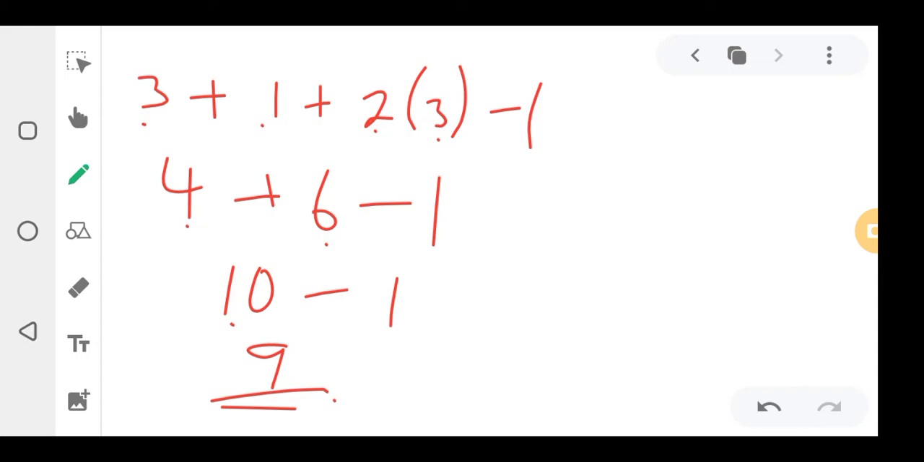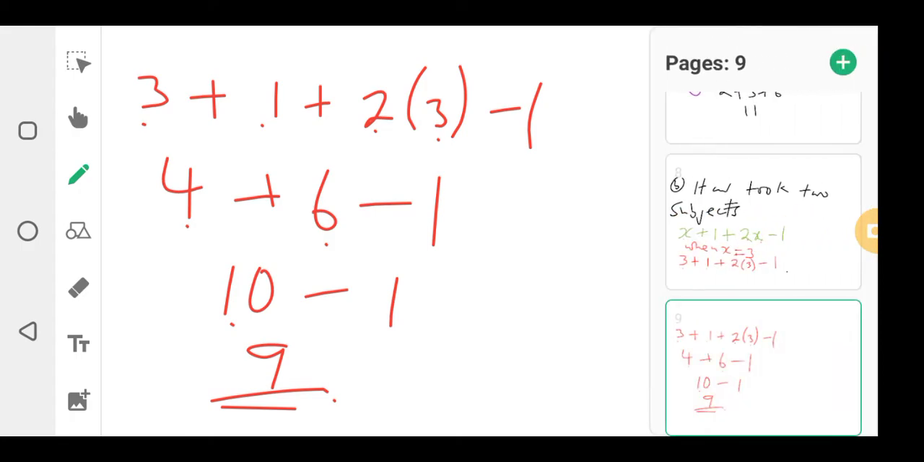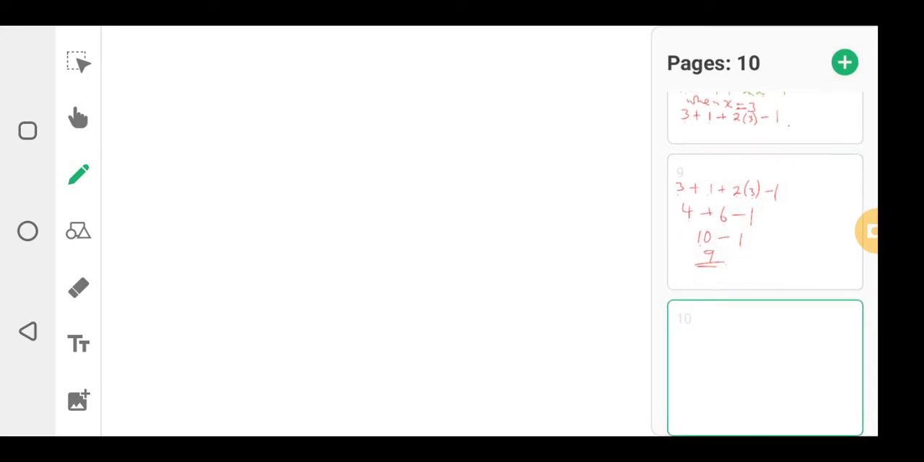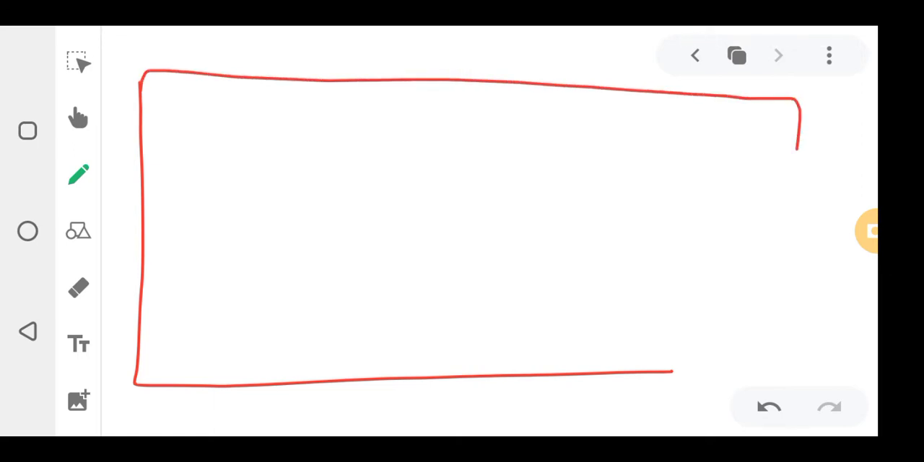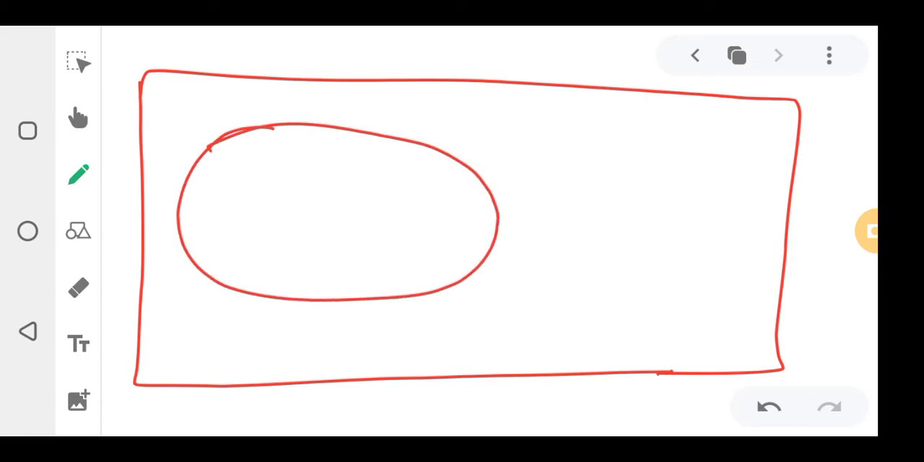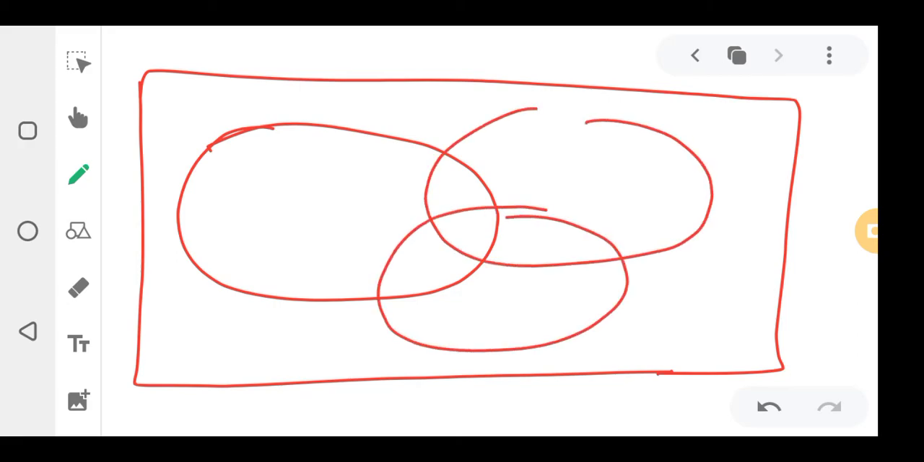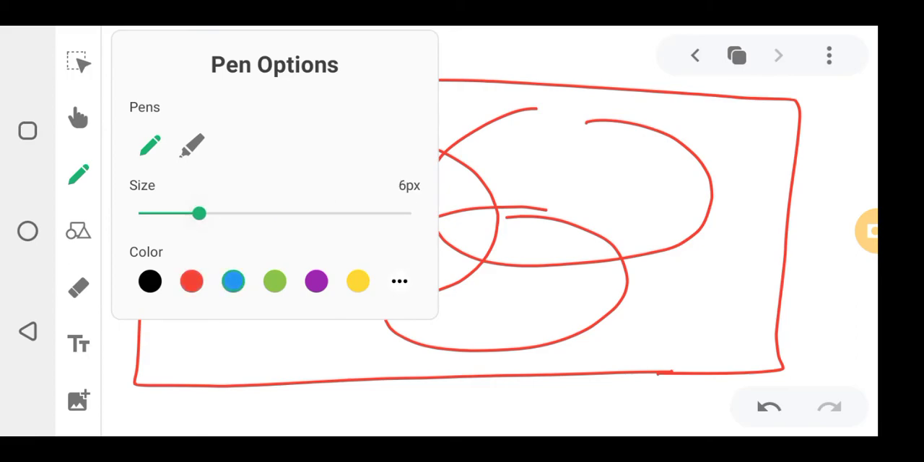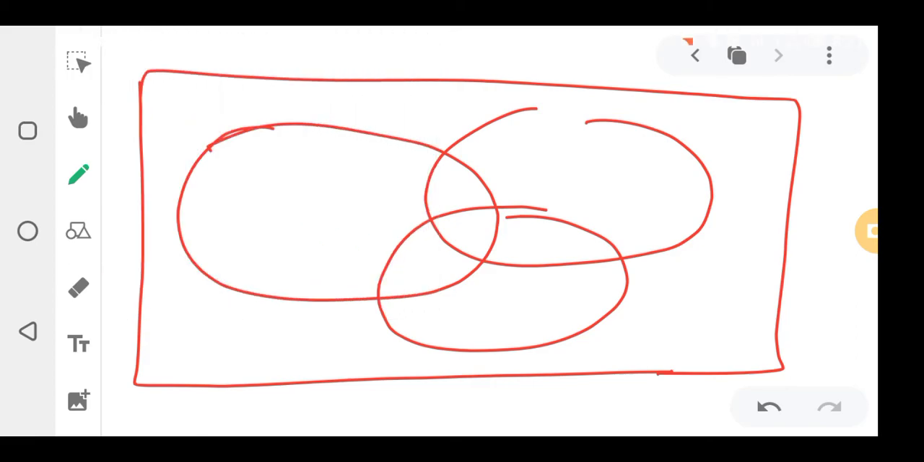So this is just question A and question B. The second question: sometimes they can bring for you a Venn diagram like this, and then they can bring for you a set like this and another set here. They can bring for you anything. You need to understand how these things come. Sometimes they can bring for you 2x.